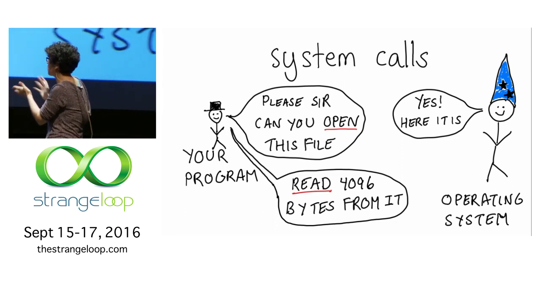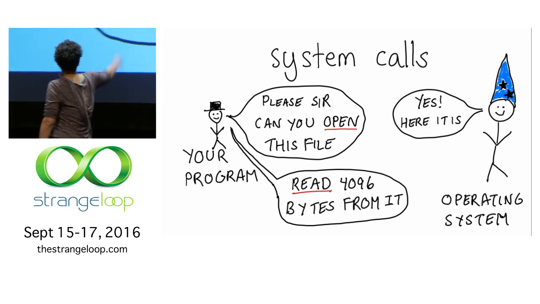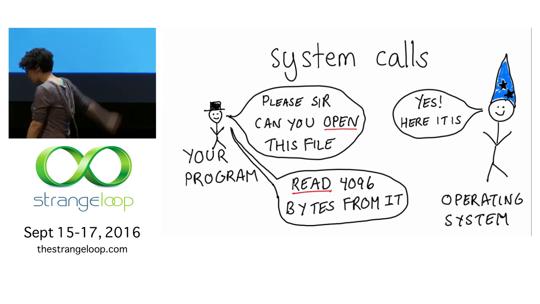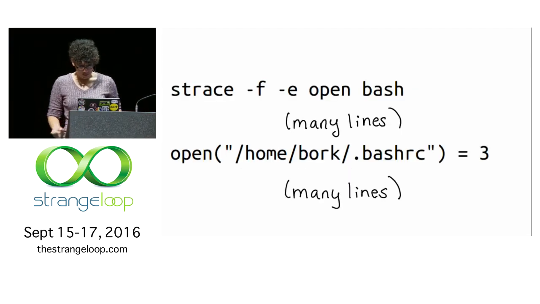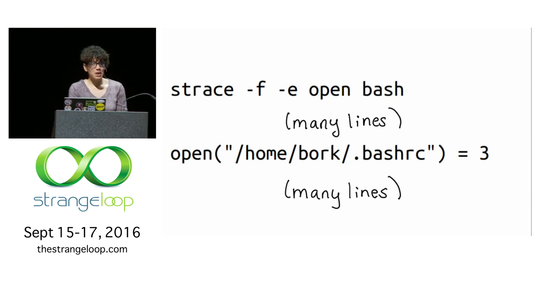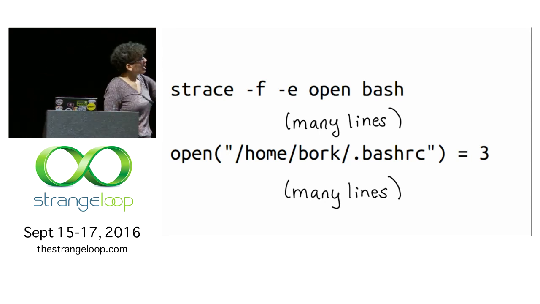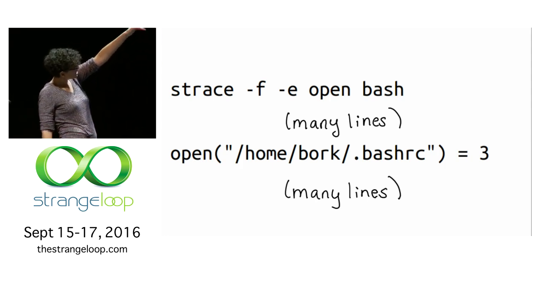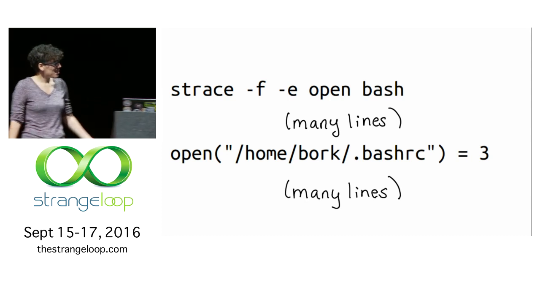And then your program will ask things like, please read some bytes from this file. You'll notice that I underlined in red open and read. That's because open and read are system calls, and two of the most important ones. So the way you run strace is you take strace and you run it on your program, like bash. I asked it to just tell me about opens, which is what this -e flag does. And then it was like, oh, you opened .bashrc.